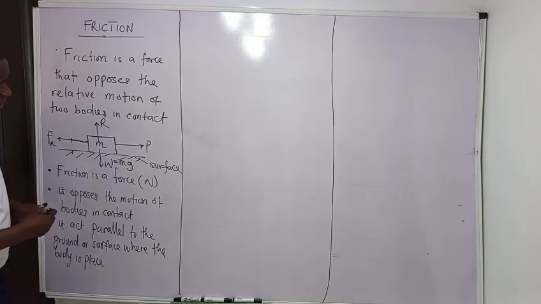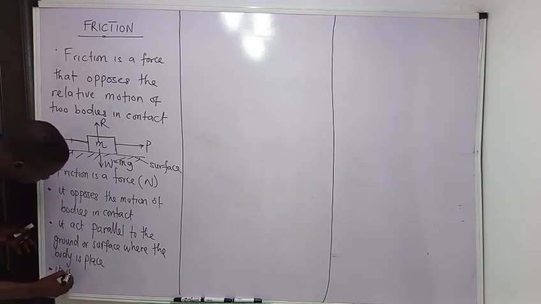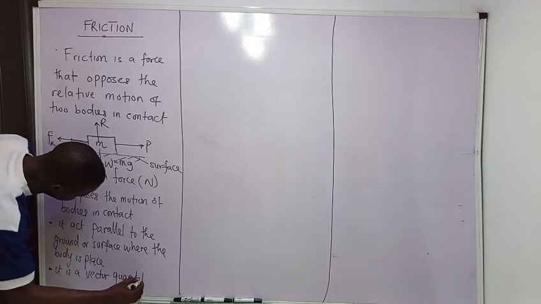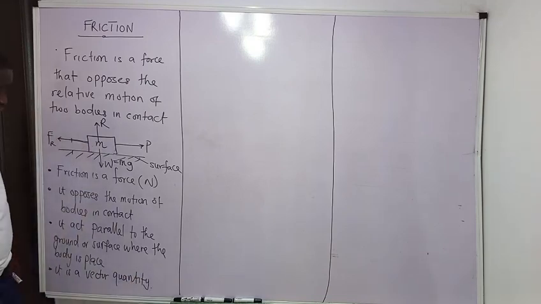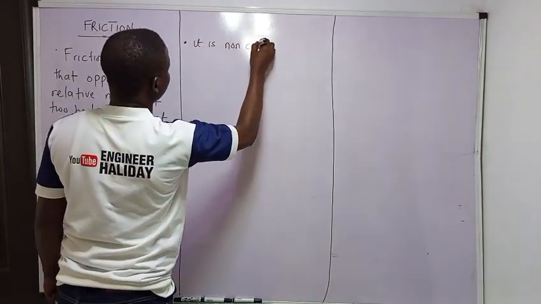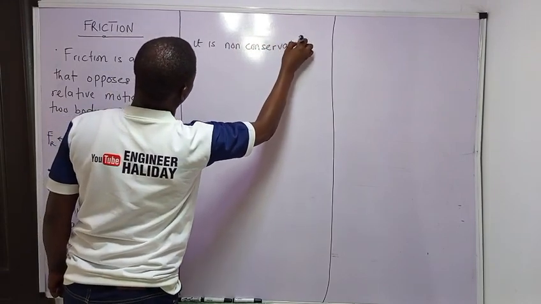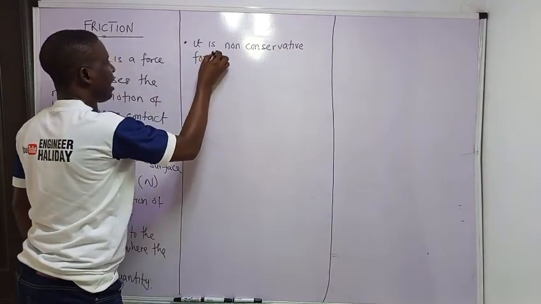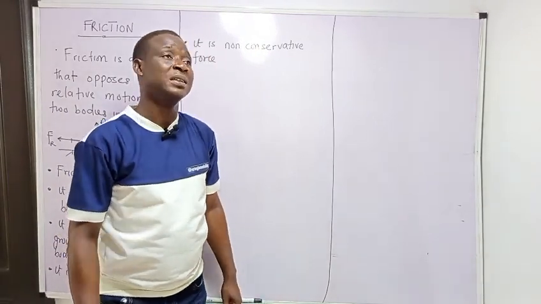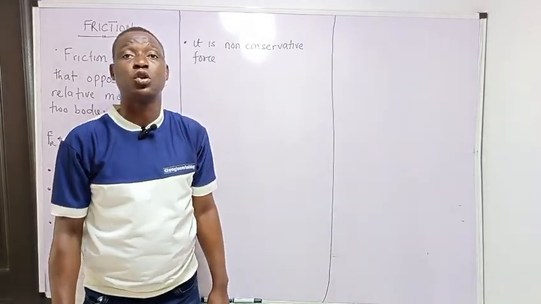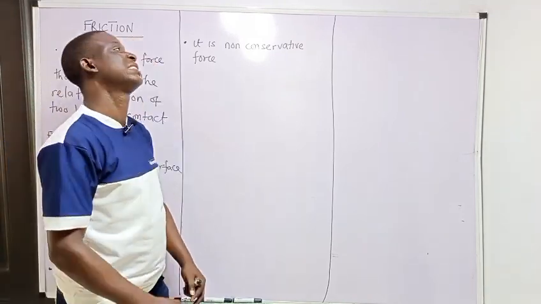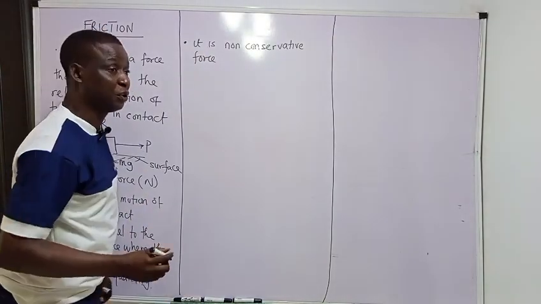Now, I will say it is a vector quantity. Frictional force is a vector quantity. And lastly, I can call it a non-conservative force. Non-conservative forces are forces that cause losses in a machine, that ensure that the work input is not equal to work output, that ensure that the total work done is not conserved in a system. A good example of that is frictional force.